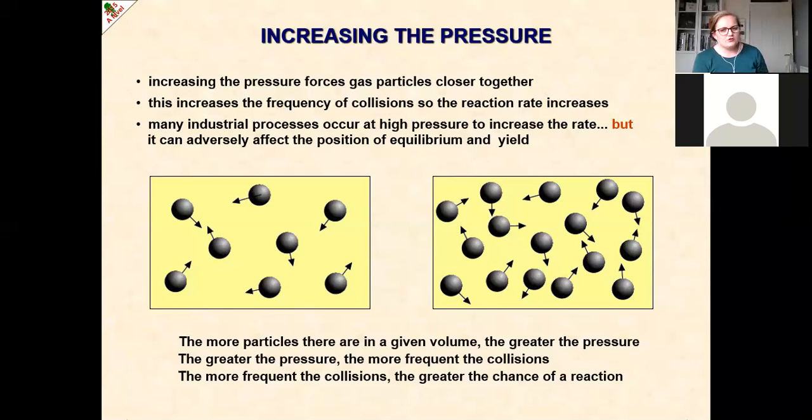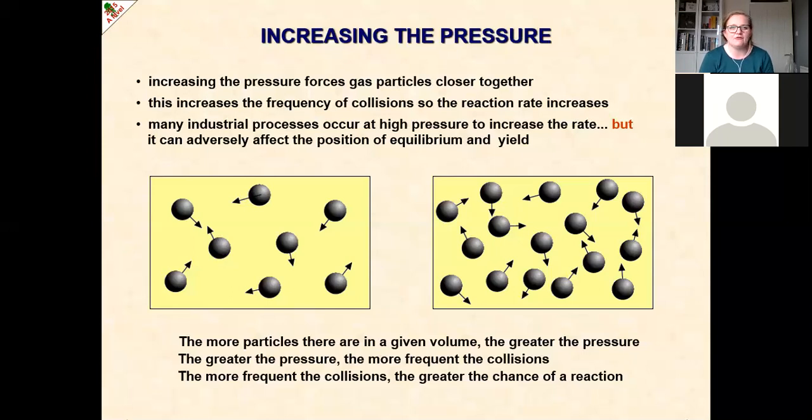So the more particles that we have in a given volume, the greater the pressure we have. The greater the pressure, the more frequent the collisions. The more frequent the collisions, the greater the chance of reaction. It's your basic understanding of pressure, but the biggest issue there is equilibrium and yield. We could increase the pressure to really high values, but our equilibrium could shift so much and our yield could be so poor that it's not worthwhile.